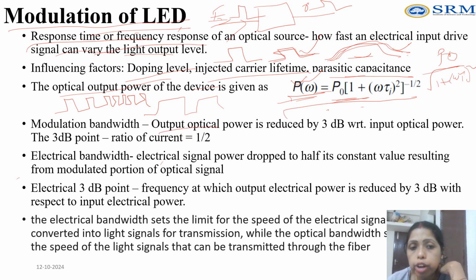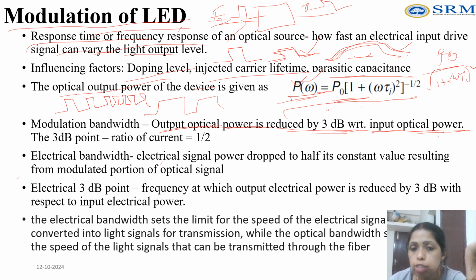Normally, how can you define it? The output optical power is reduced by 3 dB with respect to the input power. If you are giving some input power and the pulse is not the same, that means you are not getting the same power at the output side as the input power. That means there will be a reduction of the output power as compared to the input power.